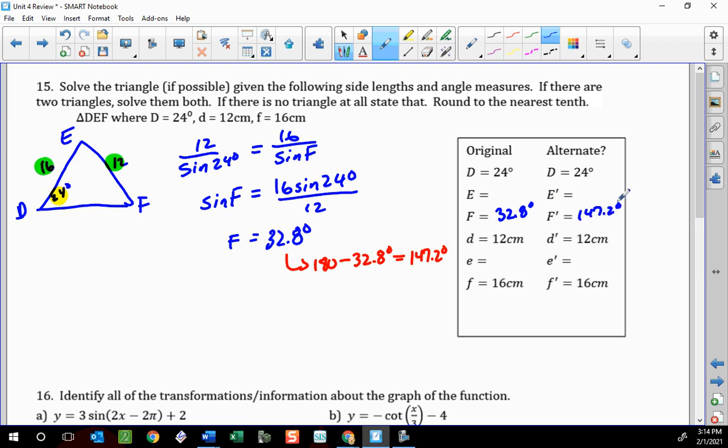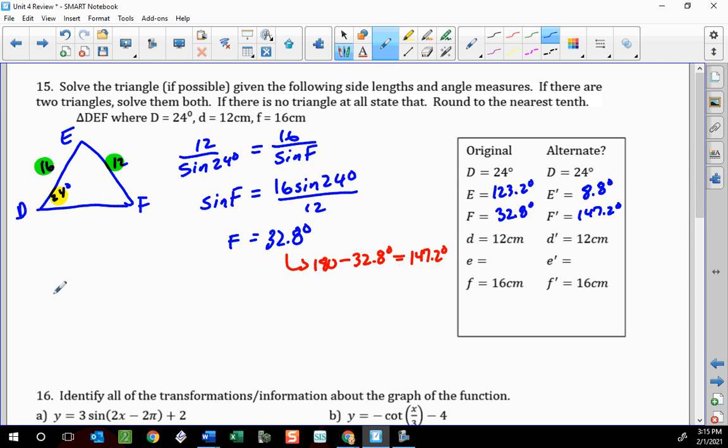All right, so let's check it out. So 180 minus 24 minus 32.8 is 123.2, so there is one triangle. And if I do 180 minus 24 minus 147.2, that comes out to 8.8, so there is a second triangle. So the only thing that's annoying about this is now I have to find e in both situations.